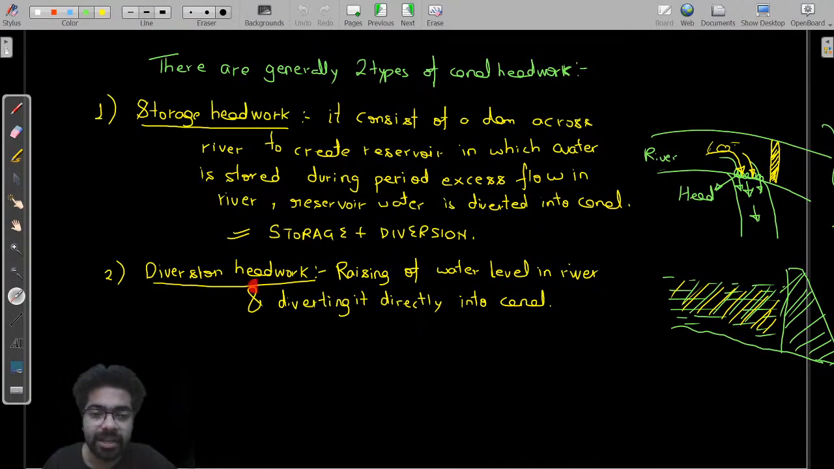But the next one is your diversion headwork, in which we construct a weir or barrage, as I already told you yesterday, which raises the level of water behind it. Ponding is done. Ponding simply means raising of water, and then this extra water is diverted into your canal.